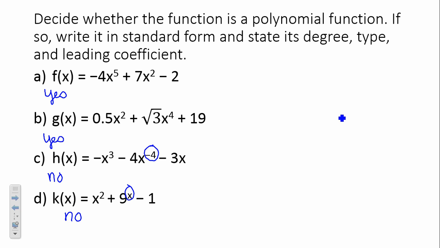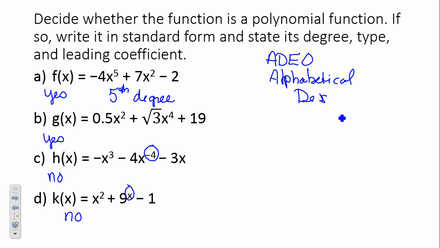Is this one in standard form? Yes, because the highest power of x is 5, and then we have an x squared, and then we have no x's, right? So our highest power of x, this is a 5th degree polynomial. And it's already in descending powers of x. So we said put it in alphabetical descending exponential order.